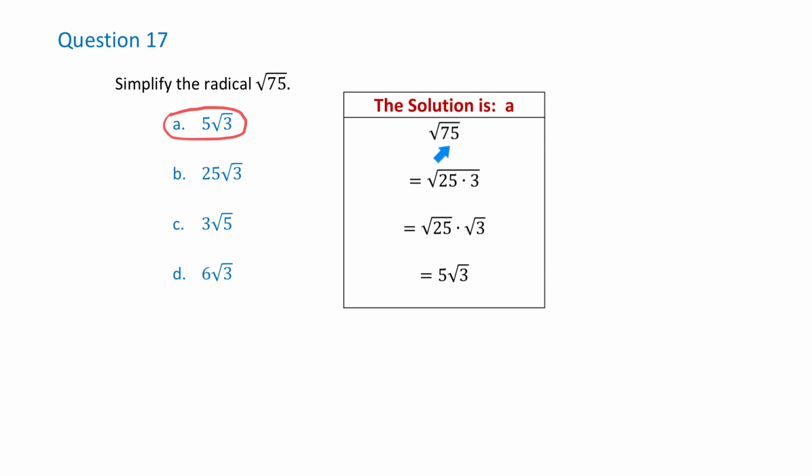The number 75 is not a perfect square, but we can write 75 as a product of 25 and 3. Then according to the product rule, we can write this expression as the square root of 25 times the square root of 3. Then because the square root of 25 is 5, the result will be 5 times the square root of 3.